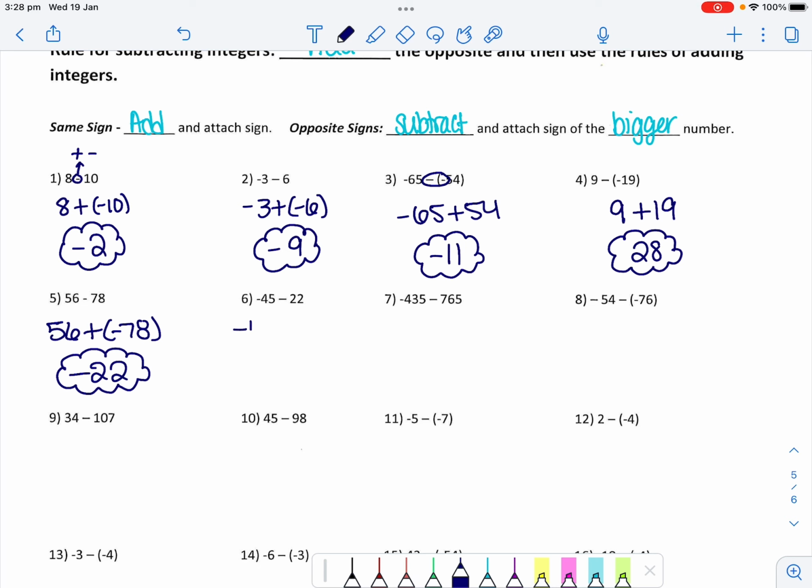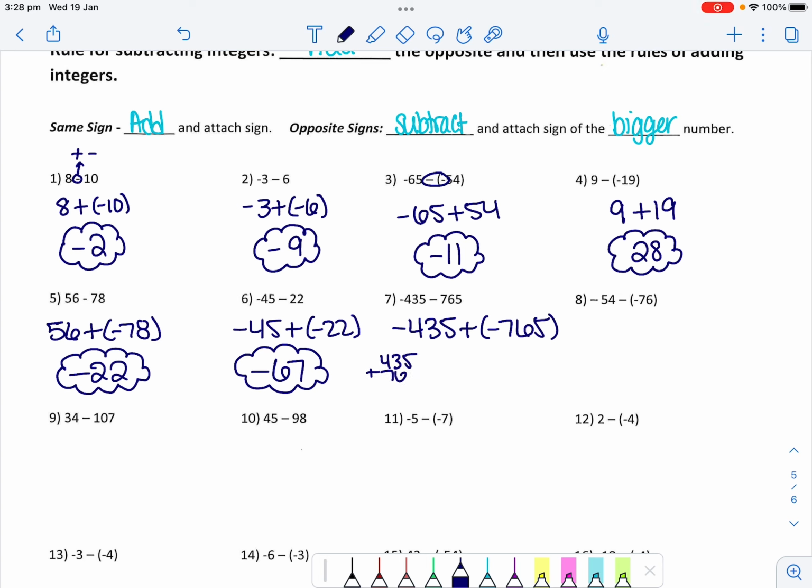Number 6 is negative 45 plus negative 22. So I'm going to add those two numbers together, so 67, and then they're both negative, so I'm going to include a negative. Negative 435 plus negative 765. So I'm going to add those two numbers together. So 435 plus 765 is 1,200, and they're both negative, so it's going to be a negative answer.